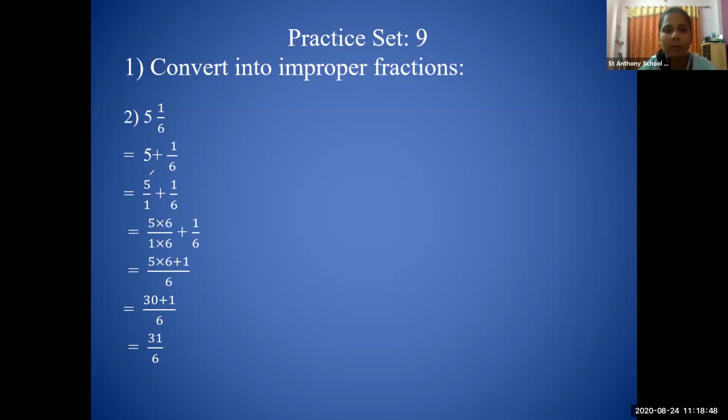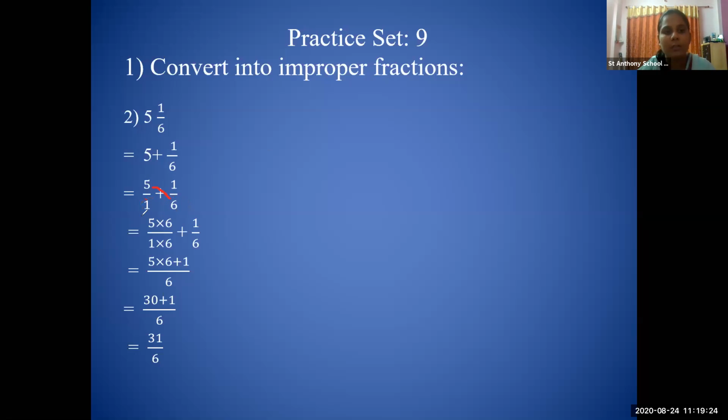Now in this case, 5 we can write as 5 upon 1, plus 1 upon 6 remains as it is. But here 1 is the denominator and here 6 is the denominator, right? So both the denominators are different. So we have to convert the different denominators into the same one, right? Now what are we going to do? We are going to do cross multiplication. Okay. So how will this cross multiplication happen? This 5 gets multiplied with 6.